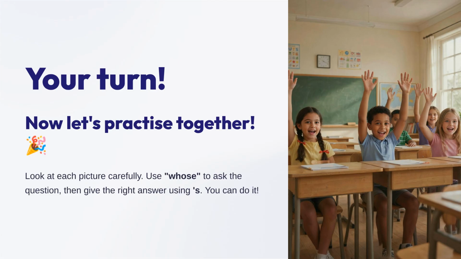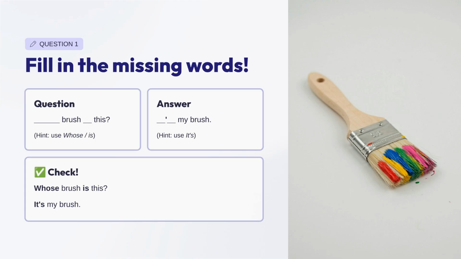Now it's your turn. Let's practice together. Look at each picture carefully. Use whose to ask the question, then give the right answer using an apostrophe S. You can do it. Here is question 1. Fill in the missing words.